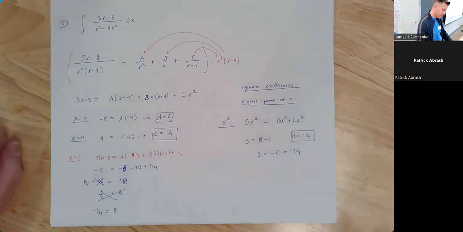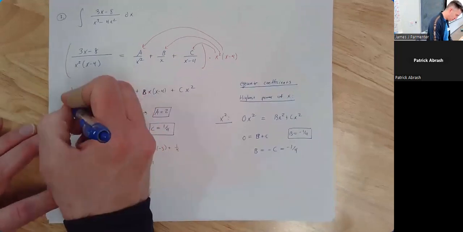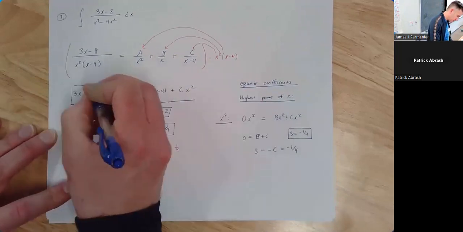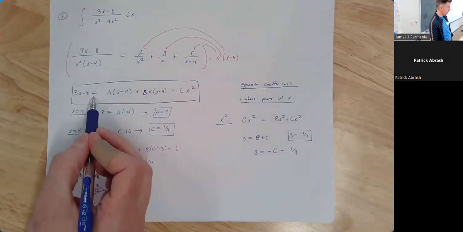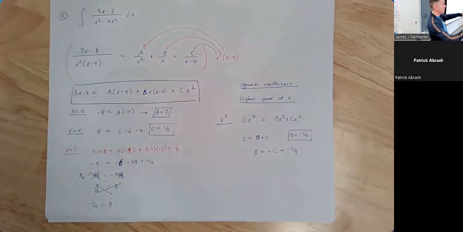Sure. So here's what I did. I looked at my equation over here. And I said, these polynomials, if they're always equal to each other, which they are, it says equals here, for polynomials to be equal to each other, the only way is for each coefficient of each power of X to be the same.